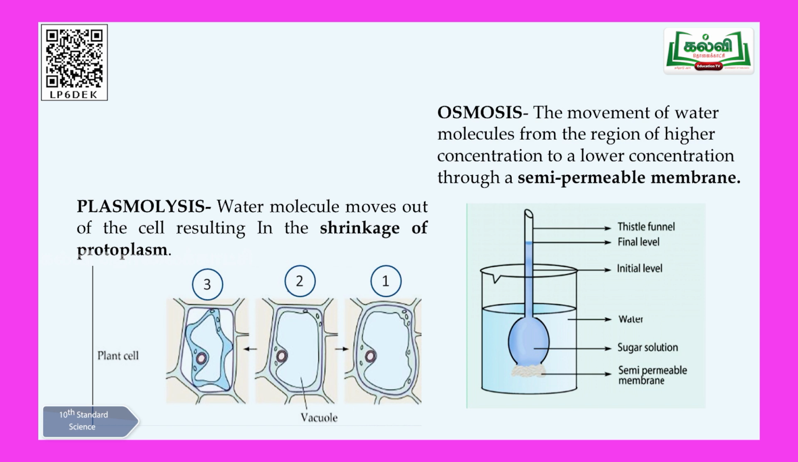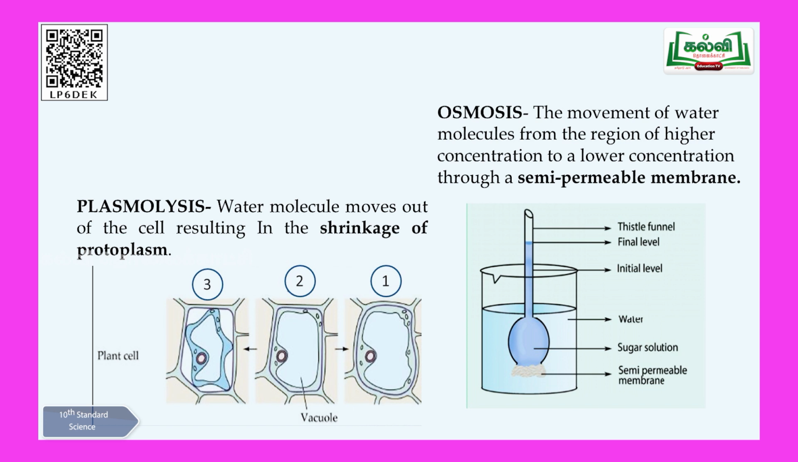the center funnel, and glass tube like structure, that is called this thistle funnel. Okay? That thistle funnel is filled with sugar solution, okay? Ordinary sugar mixed with water is taken in the thistle funnel, and this thistle funnel is kept in an inverted position, inside a beaker containing plain water. So, the beaker has water, inside which we are inserting a thistle funnel in an inverted position, and the mouth of the thistle funnel is tied with a semi-permeable membrane.